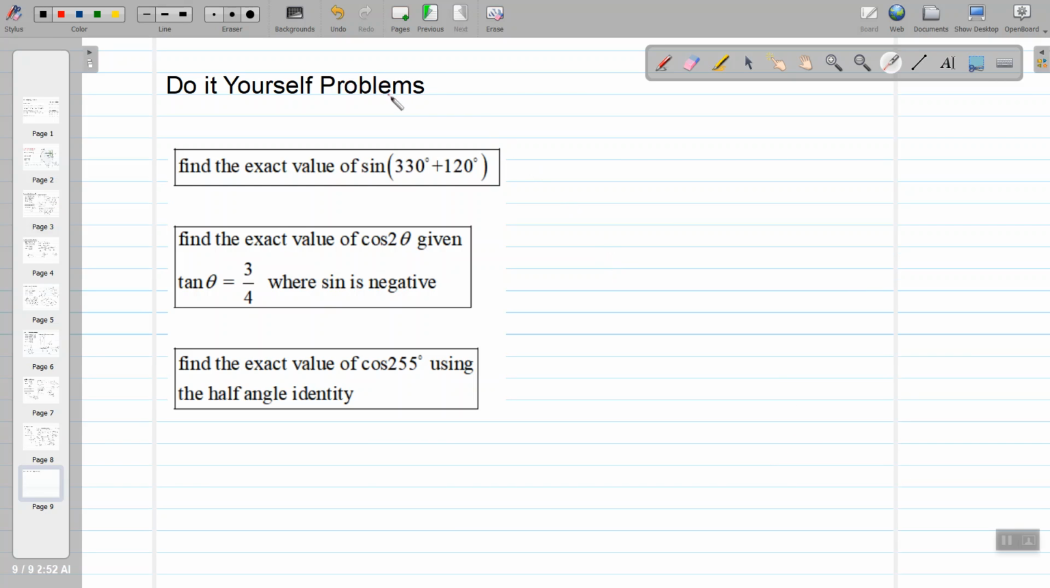And then finally here, we've got some DIY problems for you to practice what you've learned. Okay, so for the first one over here, it says find the exact value of sine of 330 plus 120. Obviously, you're going to have to use the sum identity on this one. Over here, you've got cosine of 2 theta, so this is the double angle one. And then finally, over here, you've got cosine of 255, and it tells you to evaluate it using the half angle identity. Okay, so make sure you use one of those.